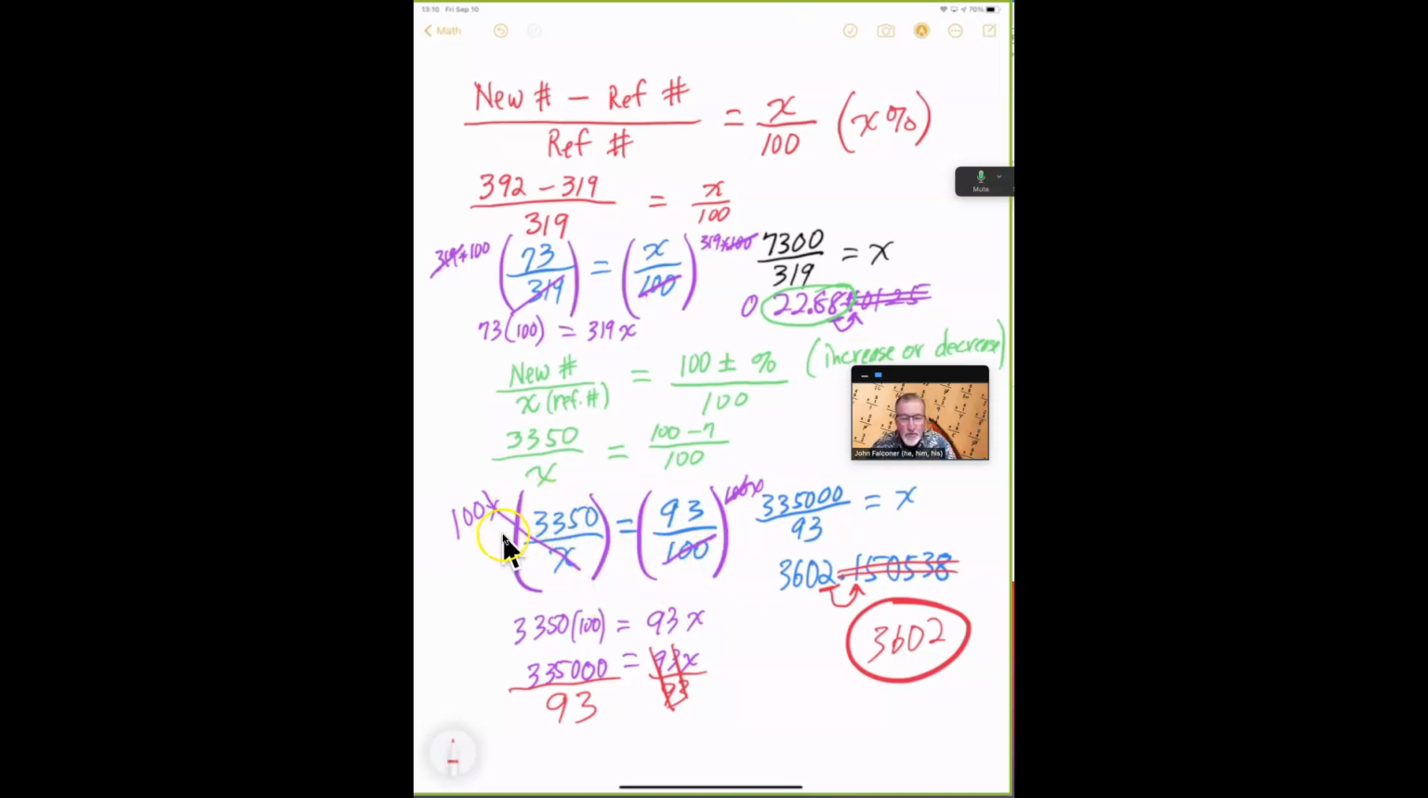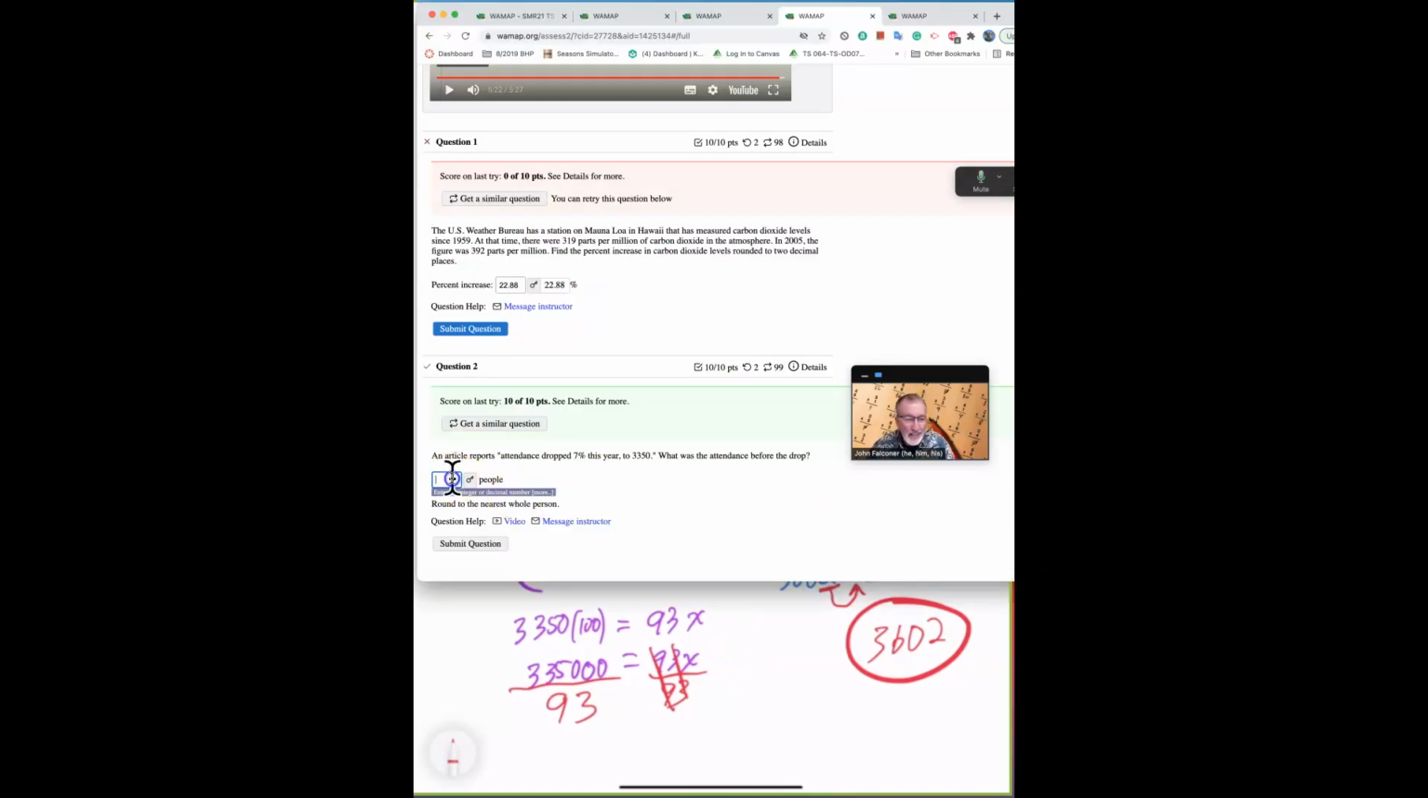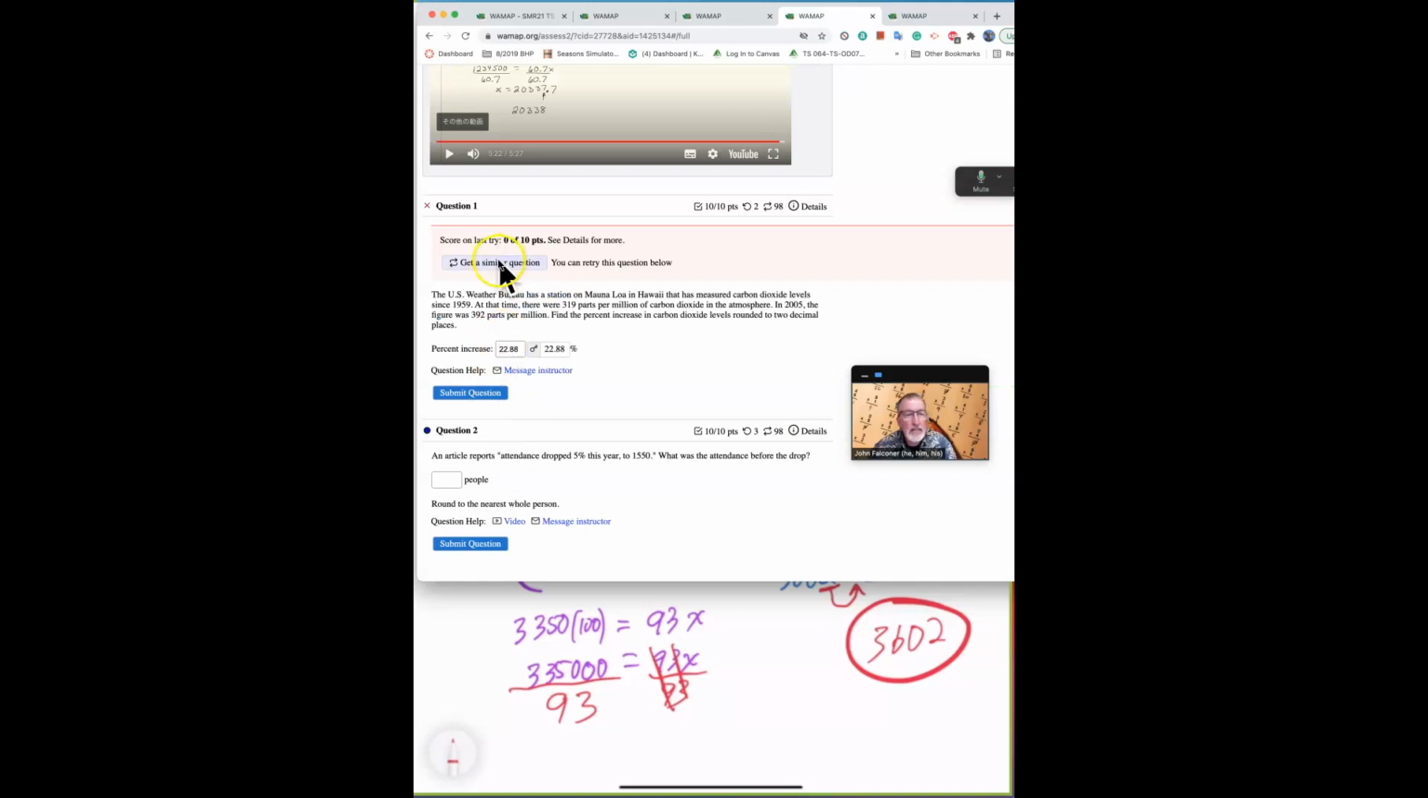Anyway, give this a try. If this isn't working for you, go ahead and use cross multiplication. It's a great method. It's been working for me for years. And let's put the number in here. These are people we're talking about, so they are whole: 3,602 people. And what does the key say? Yeah, 3,602. So go ahead and try a similar question and see how you do.